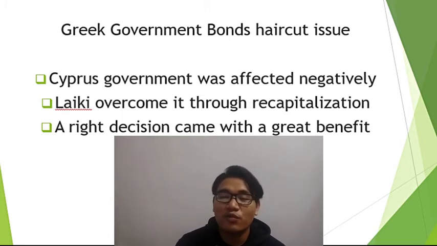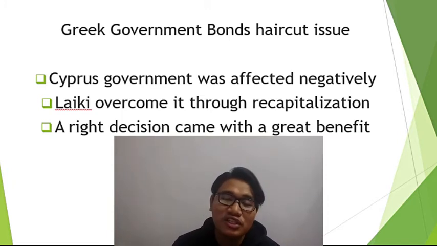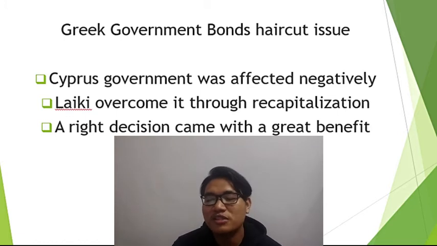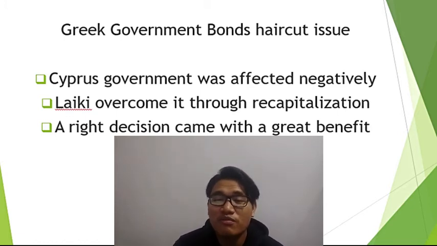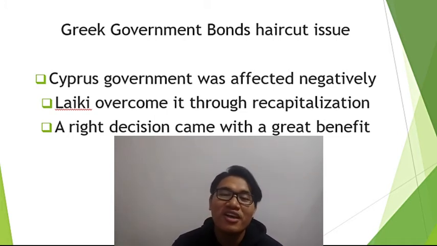Based on this case, we could not agree more with the Laiki strategies in managing their funds in order to overcome the GGB haircut issue as well as the goodwill issue. It is really important for bank authorities to make the right strategic decisions for each unpredictable situation, solely focusing on what will be the most beneficial for the bank itself.